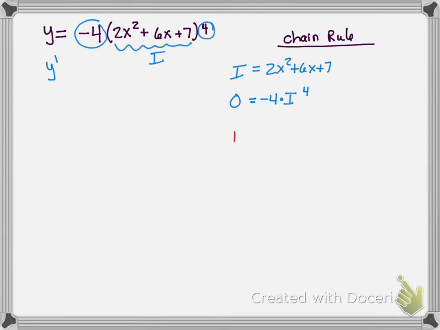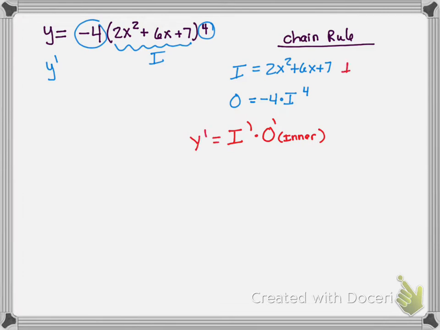And the chain rule says that you multiply the derivative of the inner times the derivative of the outer. And when we have the outer, we're going to plug the inner back in. Okay, that's what y prime would equal.